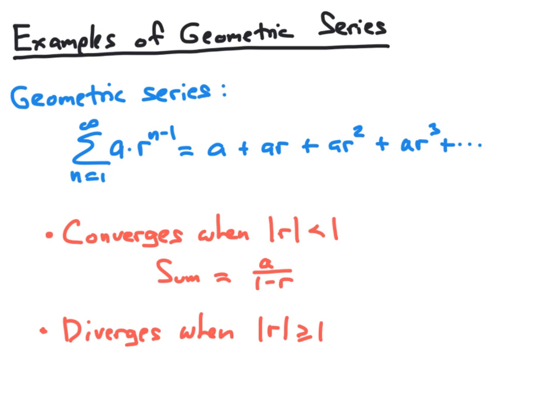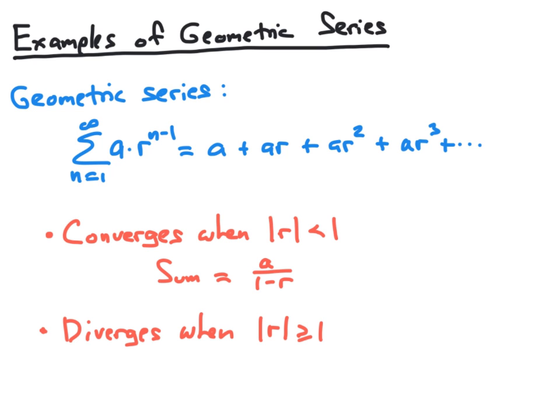A geometric series will converge whenever the absolute value of the ratio is less than 1. In that case, we can find the exact sum of the series using the formula a over 1 minus r. Keep in mind that this formula a over 1 minus r only applies to our geometric series when our ratio has an absolute value less than 1. If the absolute value of our ratio is greater than or equal to 1, then our geometric series is going to diverge.